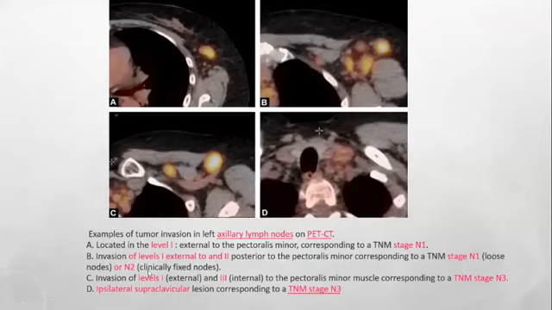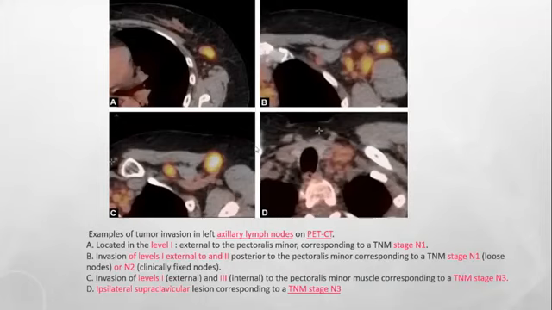This is invasion of level 1, external to pectoralis, and level 2, posterior to pectoralis, corresponding to TNM stage N1 if loose nodes. If they are clinically fixed, it will be stage N2.